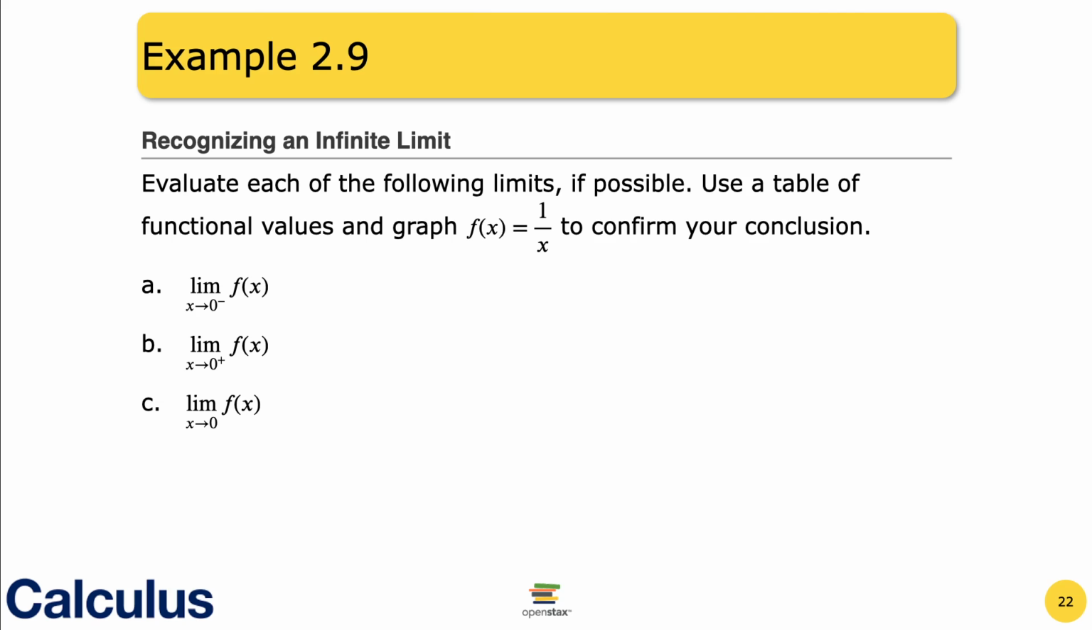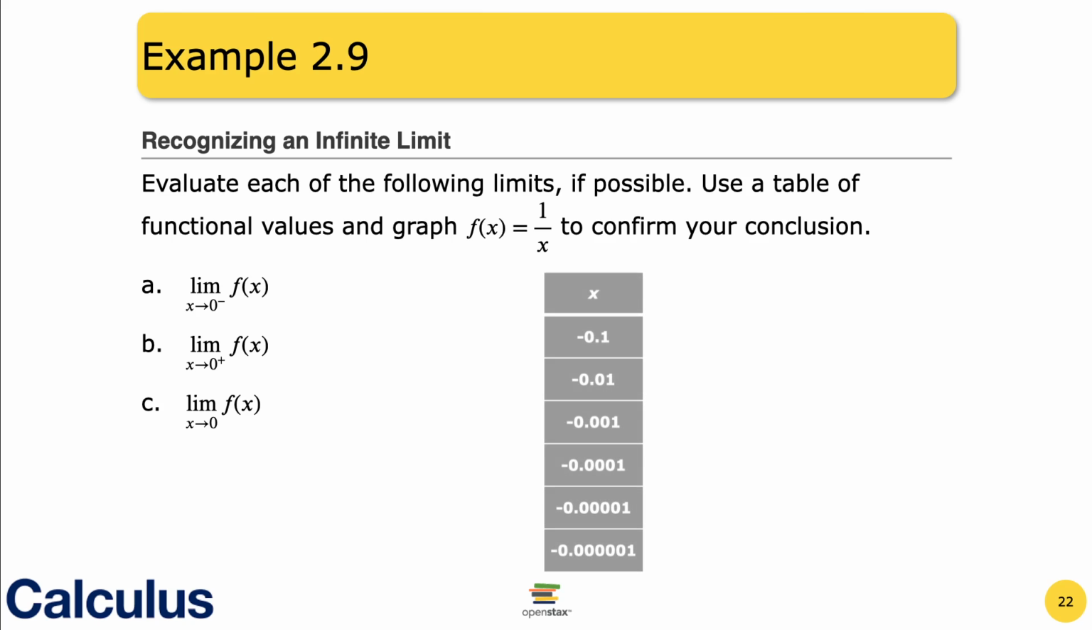Recognizing an infinite limit. Example 2.9. Evaluate each of the following limits if possible. Use a table of functional values and graph f of x equals 1 over x to confirm your conclusion. A, the limit as x approaches 0 from the left of f of x. B, the limit as x approaches 0 from the right of f of x. And C, the limit as x approaches 0 of f of x.